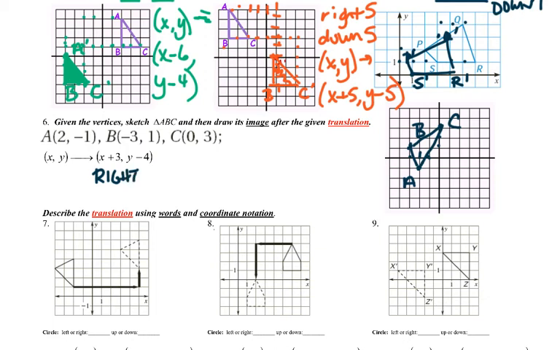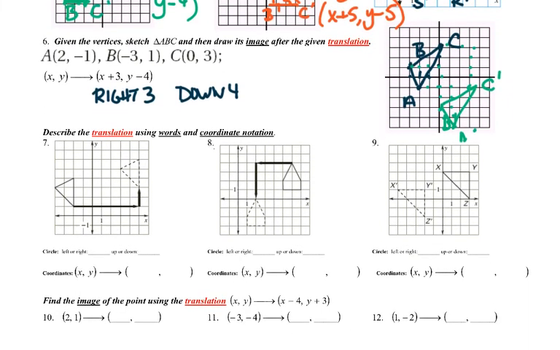Right 3, because x plus 3 is right. And what about y minus 4? Is that up 4 or down 4? You're right, it's down 4. So now I'm going to take each ordered pair, 1, 2, 3, 1, 2, 3, 4. Take the B, 1, 2, 3, 1, 2, 3, 4. Take the A, 1, 2, 3, 1, 2, 3, 4. And then connect it. Don't forget to connect it.